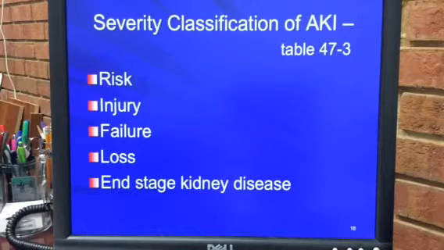Now that's something to think about. When you're looking at creatinines, small changes mean something. So a creatinine that was 1 and suddenly jumps to 1.5 needs to be paid attention to. In loss, there's persistent acute kidney failure. The kidney function is still completely gone, even greater than 4 weeks out. And end-stage kidney disease is identified when the kidney function does not return to normal. There is complete loss of kidney function for greater than 3 months.